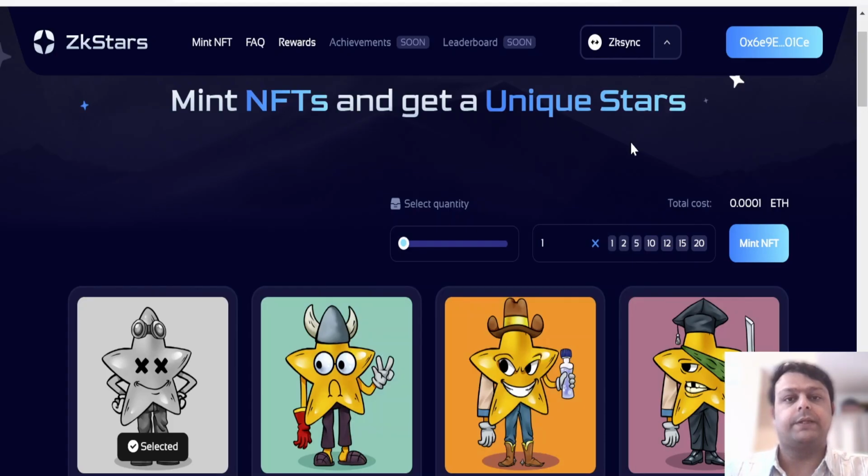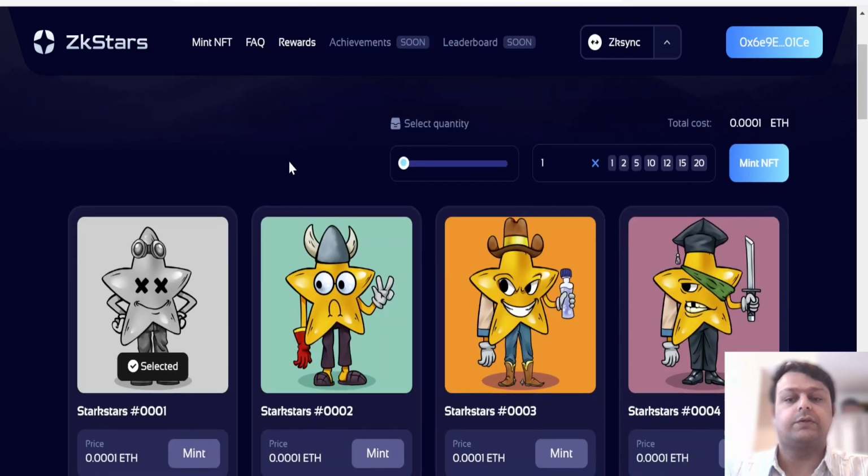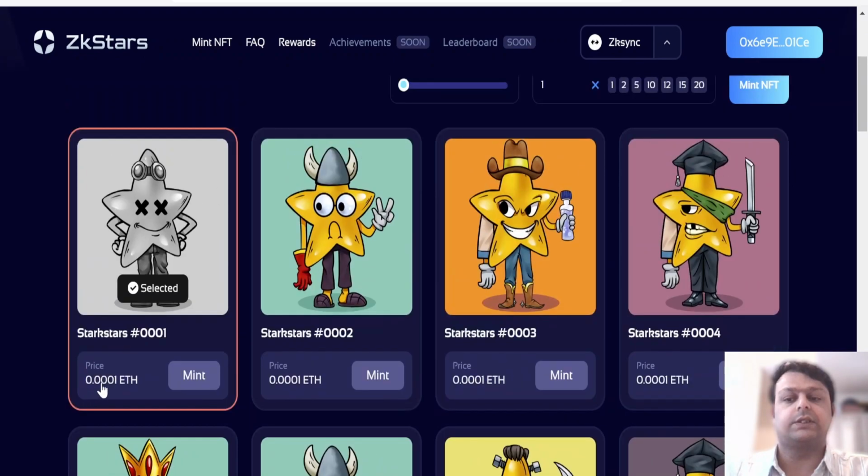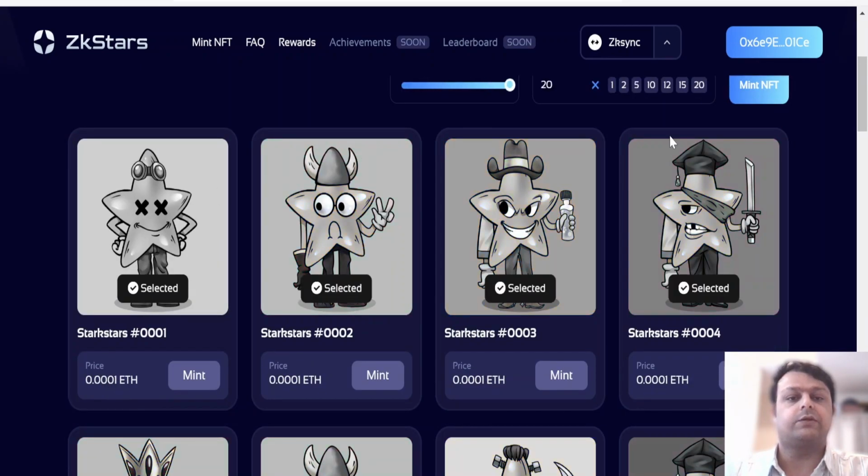Now the next step would be having as many transactions on the ZK network as possible. So go to ZK Stars and you can mint these NFTs for 0.001. You can mint like 20 NFTs at a time. Although the price of these NFTs is not much, please consider that you need to pay the gas fees as well, which would cost you somewhere around, I think, $10 or $20 for minting these NFTs.